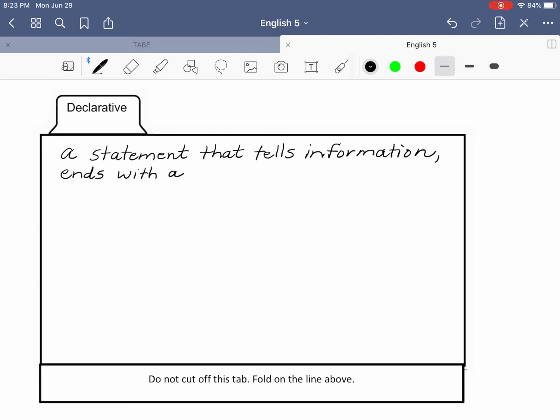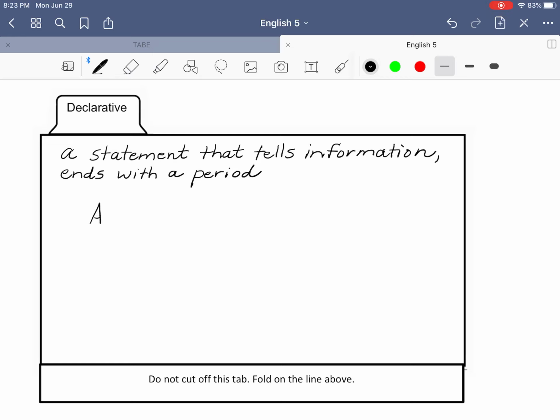Now, I have ESL students who call this a full stop, and I like that term because that very clearly expresses the purpose of the period at the end of the sentence. It is a full stop of a thought, the full stopping of a thought. So here are some examples.